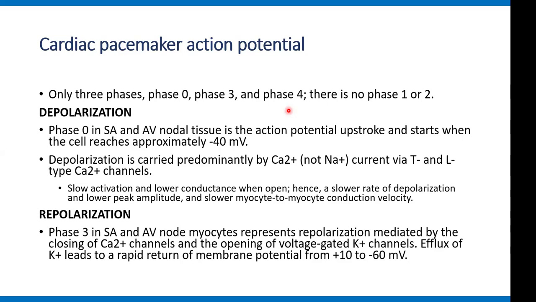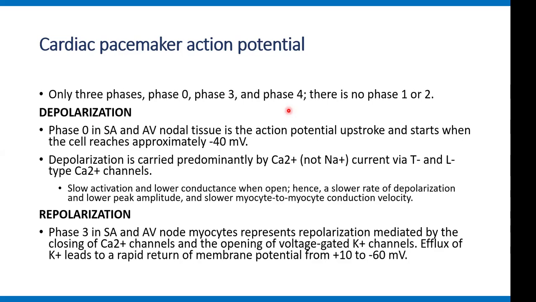Okay, but this is actually a slow activation. So from hyperpolarization, there's slow activation, and then to -40, there's activation of the calcium channels, and this leads to phase 0 of the action potential of the sinoatrial node. Remember there's no phase 1, there's no phase 2. So it goes up and then it comes down back to 4.